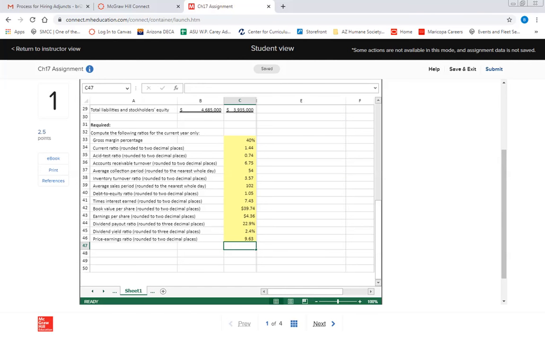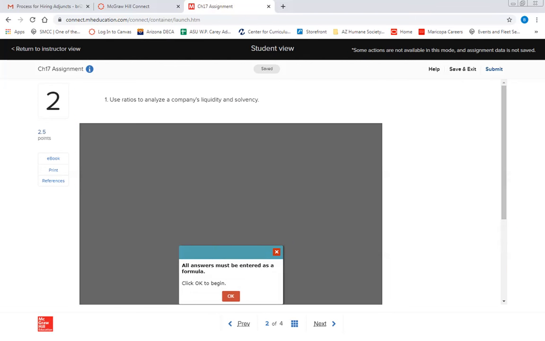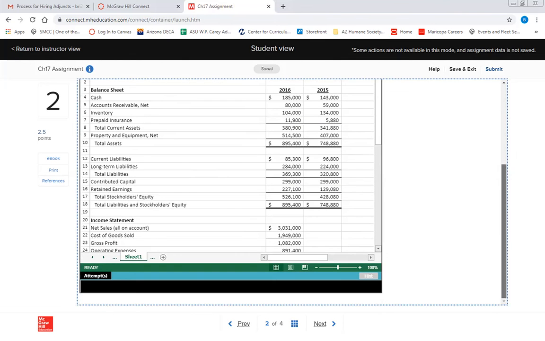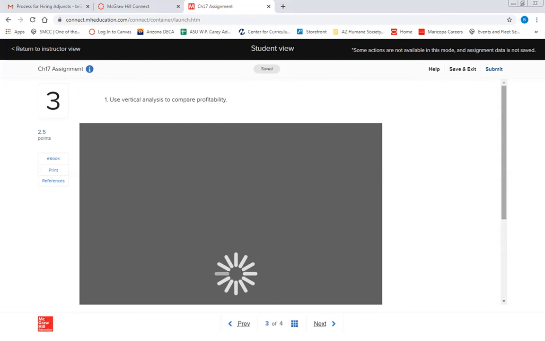All right, next question is going to be very, very similar to what we just did, so I'm not going to waste your time going over it because all you're going to do is the same thing. You're going to calculate your current ratio, your receivables turnover, etc. The only one I haven't shown you is the debt to assets. I'll bet you will have a hard time guessing what you're supposed to do there. Yes, that's right. You're going to take your liabilities and divide it by your assets, remembering to round. So I'm not going to show you this one just because it's too easy. You just got done doing it, rocked the world, and now on to the vertical analysis for profitability.